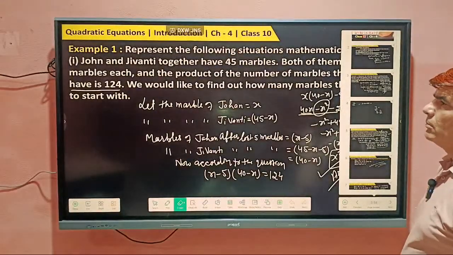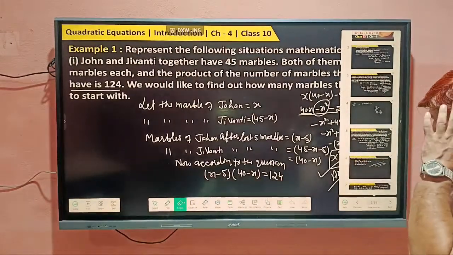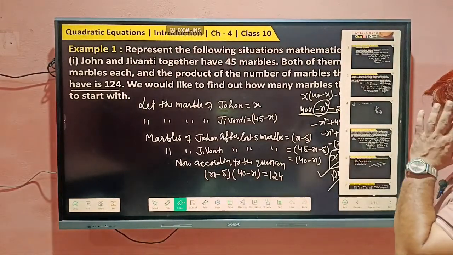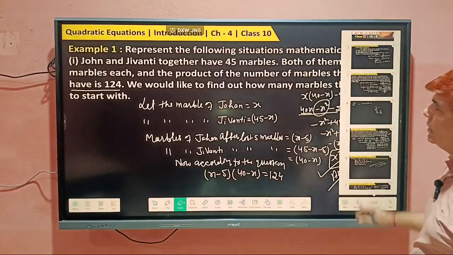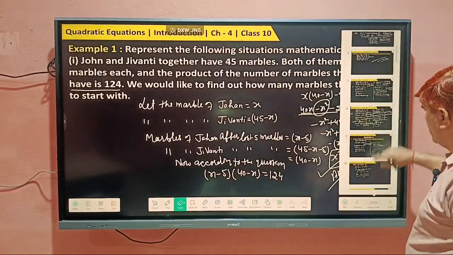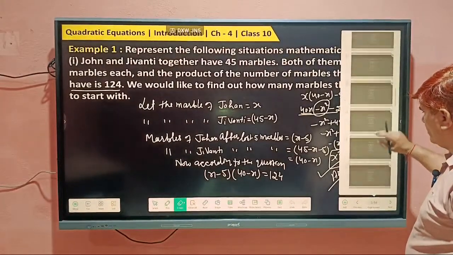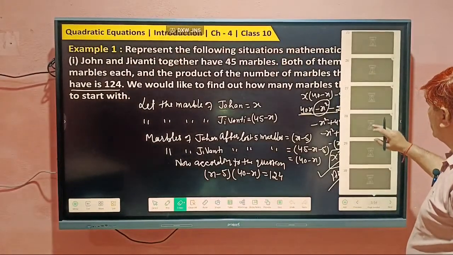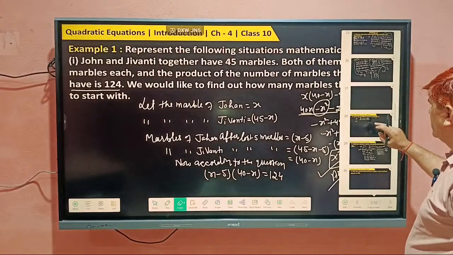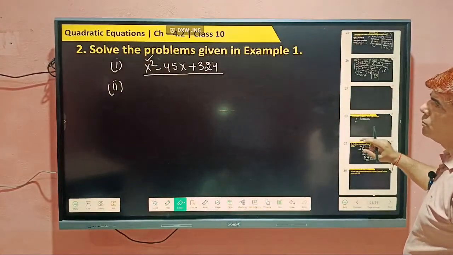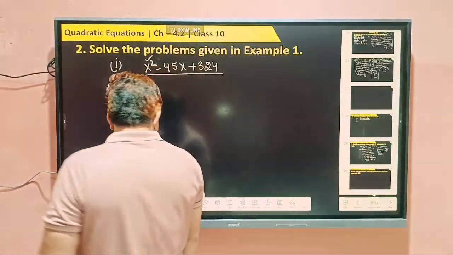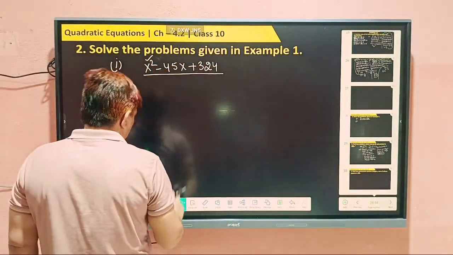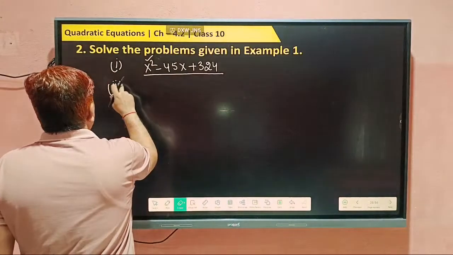This is your example number 1. We have prepared the equation, which is given in the second part of it. So prepared. Now we have to solve it. So how can we solve it? By splitting the middle term.